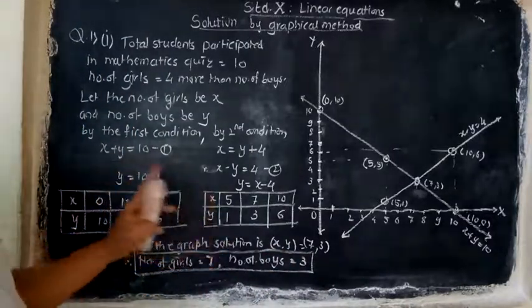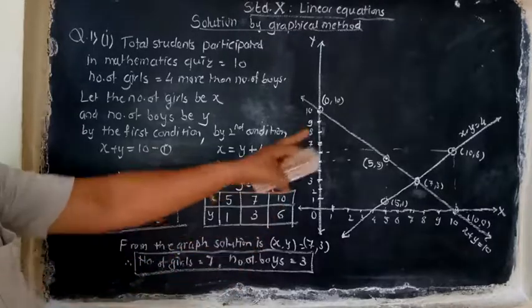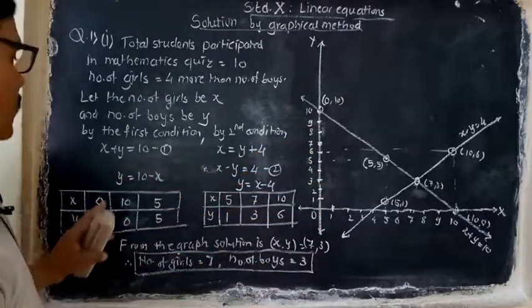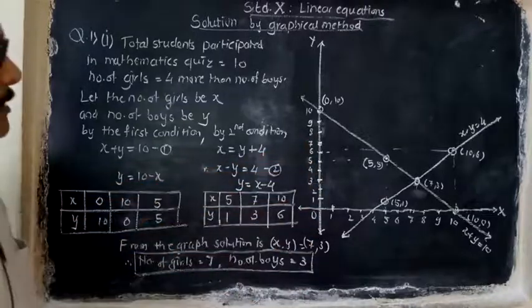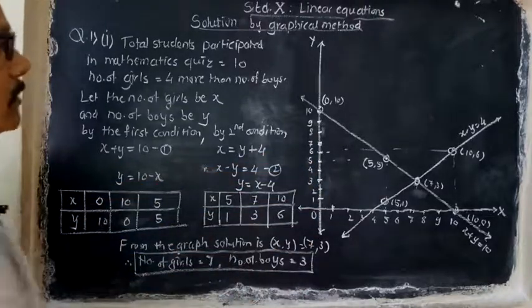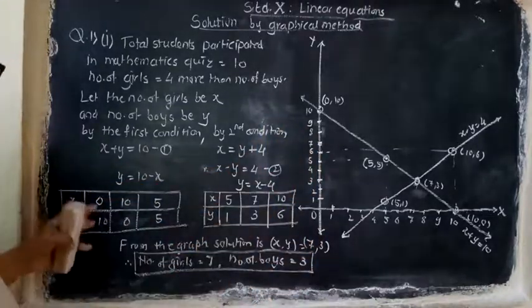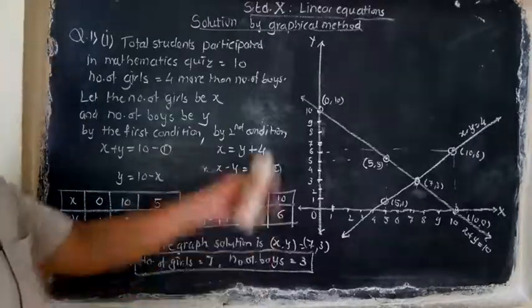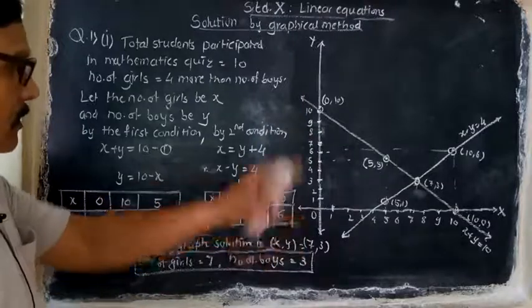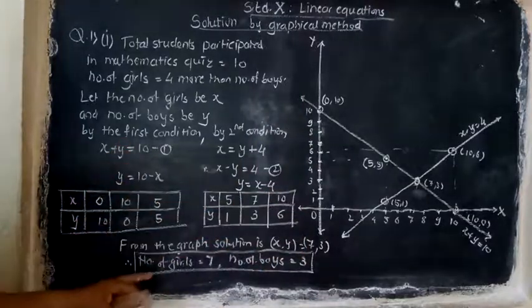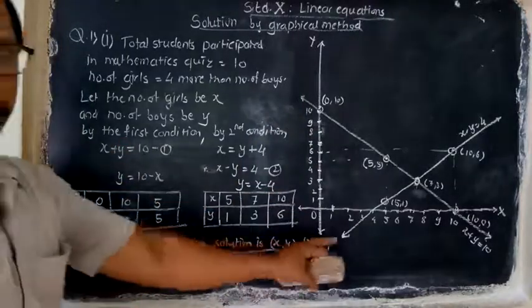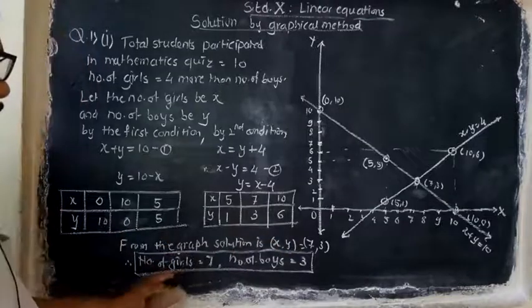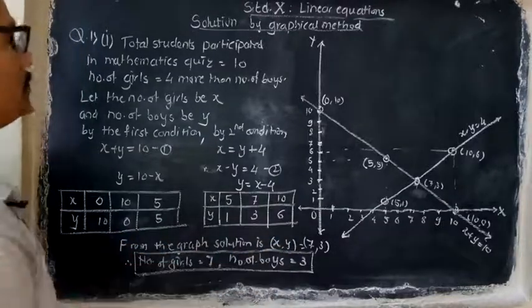First we have to prepare this table to find out the numbers. Then plot the coordinates on the axis: 0, 10; 10, 0; 5, 5; 5, 1; 7, 3; 10, 6. From this draw the lines. Where the lines intersect, there is our solution. The solution is 7, 3. That is, the number of girls is 7, the number of boys is 3.